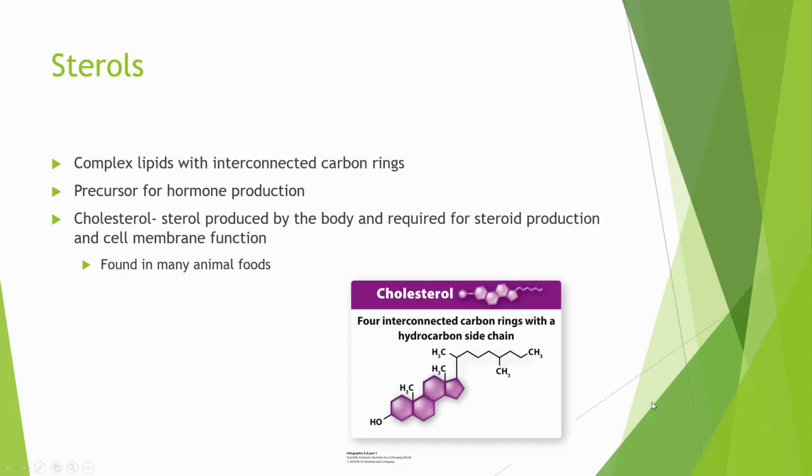So when we talk about sterols, again, cholesterol is probably the most common one that we see. You can see carbon rings. These look very different than our other types of lipids. It's really the only one that's got those ring-like structures. And these are precursors for hormone production. Again, cholesterol is a really common one that we know.